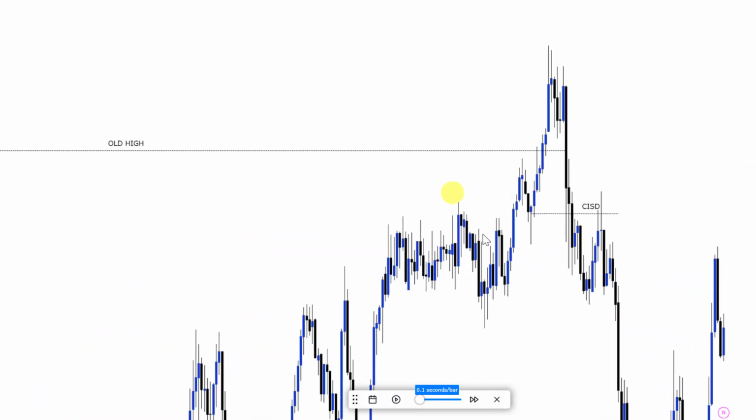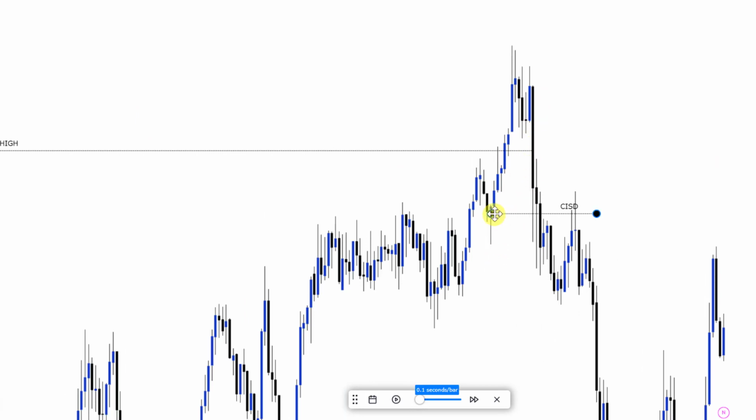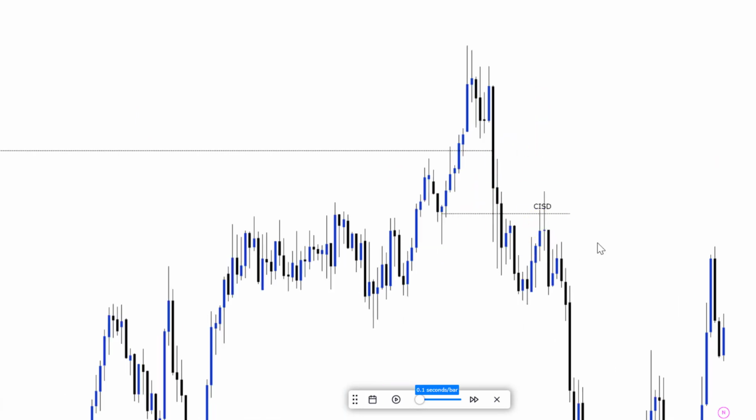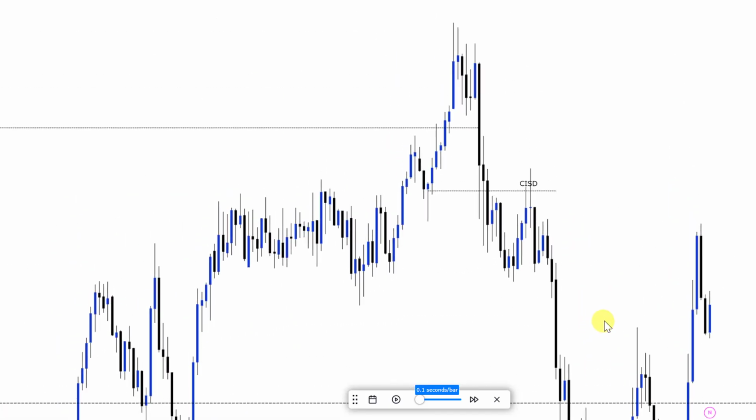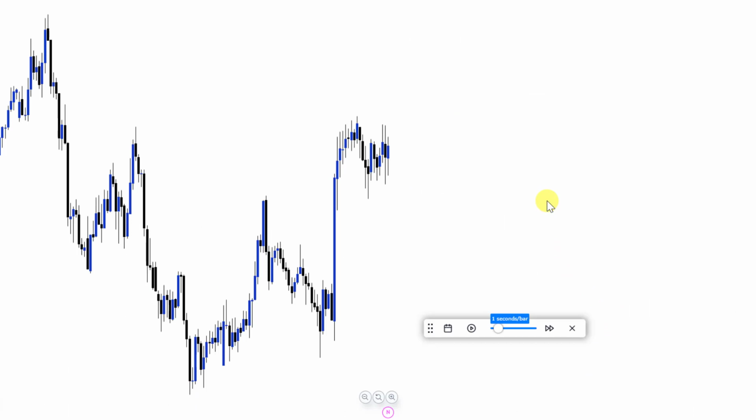A sweep of old high, change in state of delivery, retest of the order block, and moves away to the downside. I hope you can clearly see that. Let me show you another example. Now let's round up with this particular example.